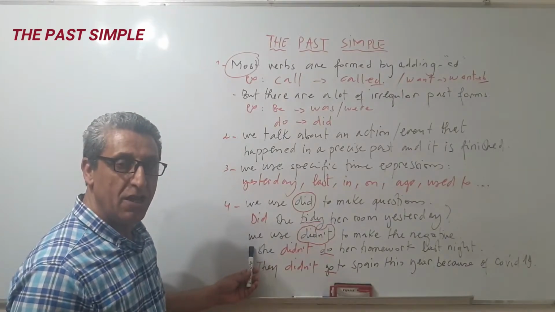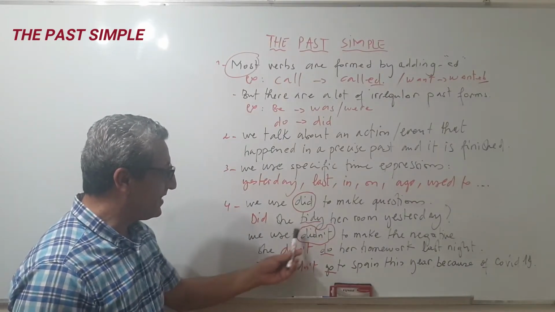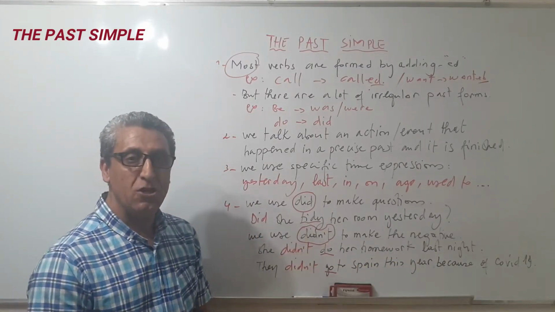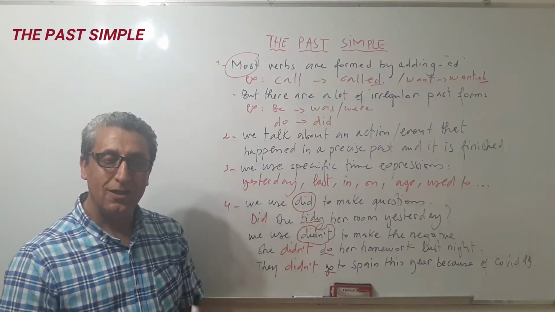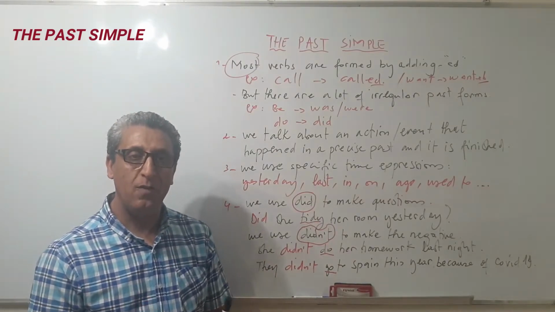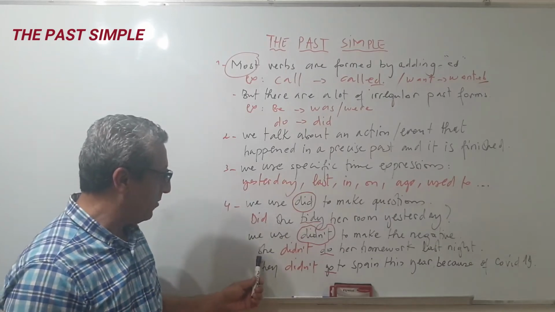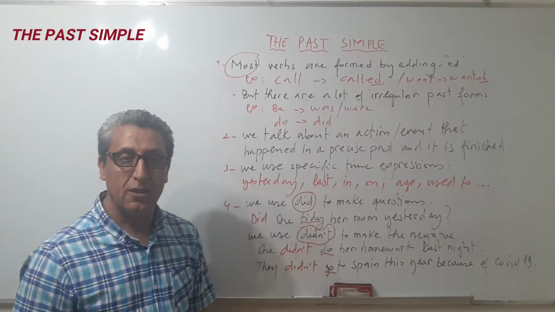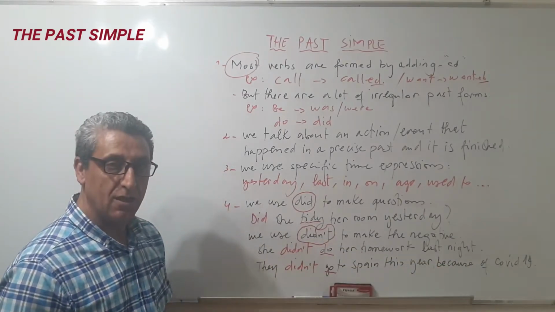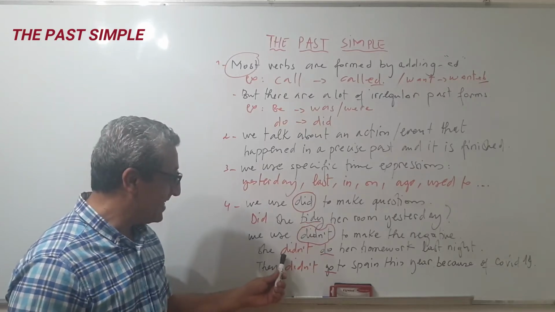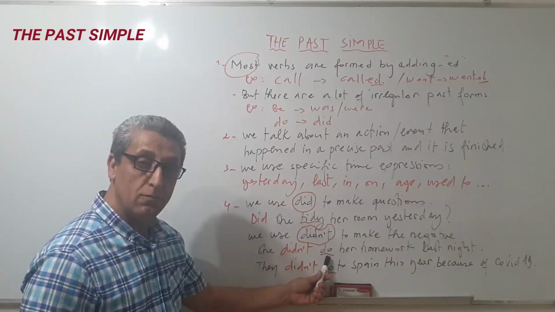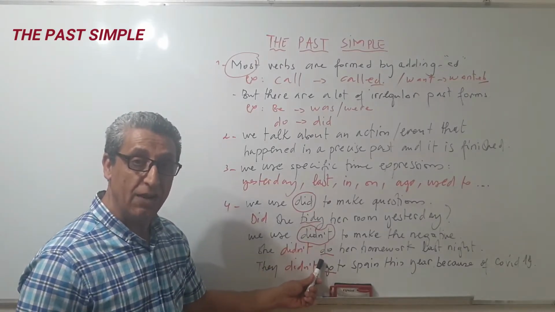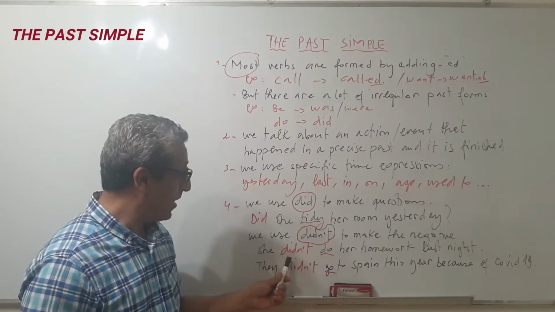Next point is the negative form. We use didn't to make the negative. Okay, we want to make the negative. We use didn't. Didn't stands for did not. It's the contracted form of did not. Example, she didn't do her homework last night. She is the subject, didn't, okay, do. So the same as in the interrogative form, here do is in the infinitive because it's a negative form.